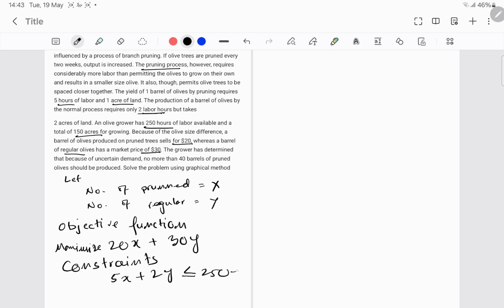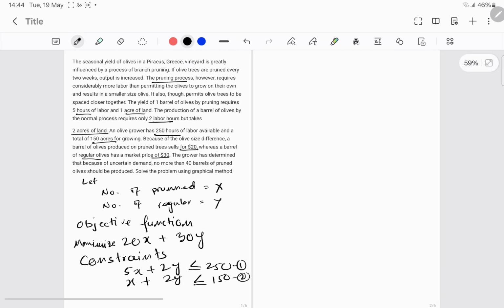So we can number it 1. This is our equation 1. Then we have land. We need 1 acre of land for prune process, so we can write only x, and we need 2 acres of land for a regular process, so we'll write 2y, and the land is limited to 150 acres, so 150, that should be number 2.